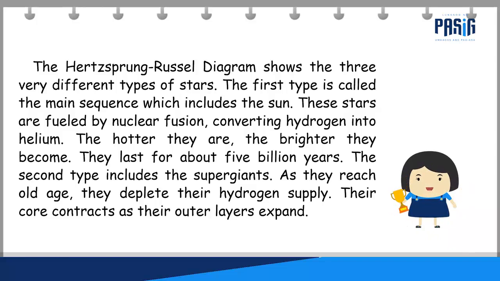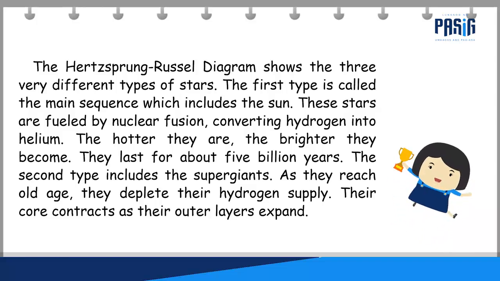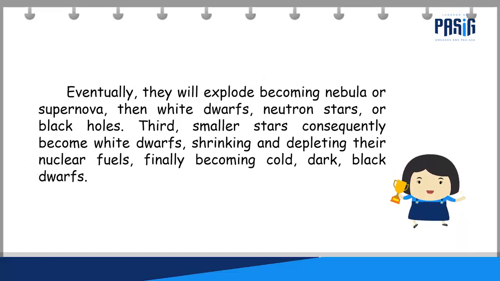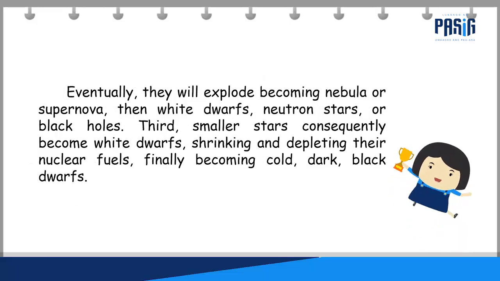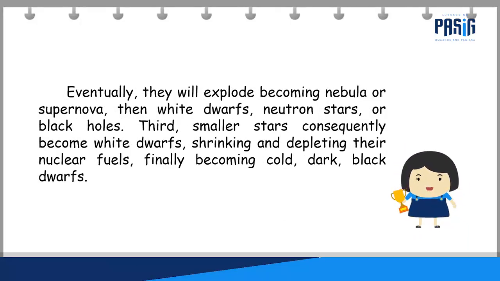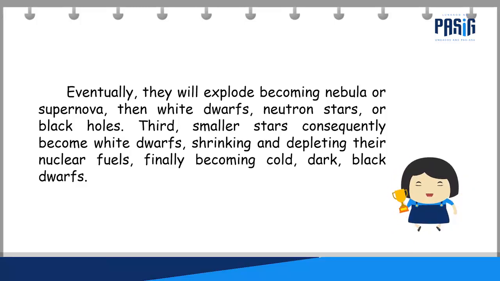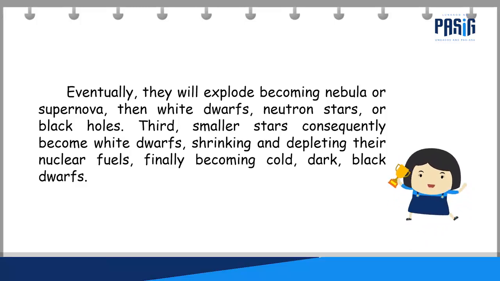The second type includes the supergiants. As they reach old age, they deplete their hydrogen supply. Their core contracts as their outer layers expand. Eventually, they will explode, becoming nebula or supernova, then white dwarfs, neutron stars, or black holes. Third, smaller stars consequently become white dwarfs, shrinking and depleting their nuclear fuels, finally becoming cold, dark, black dwarfs.